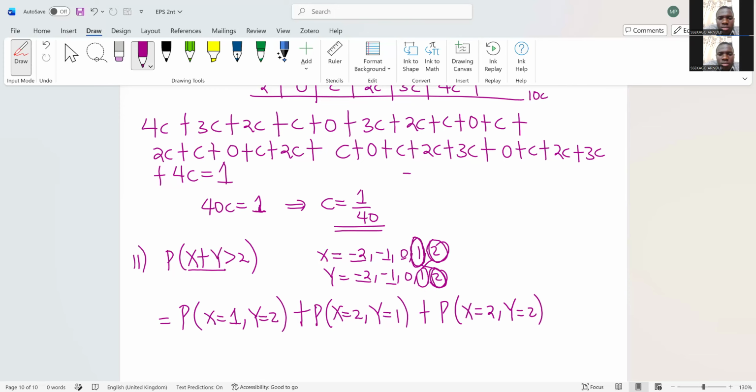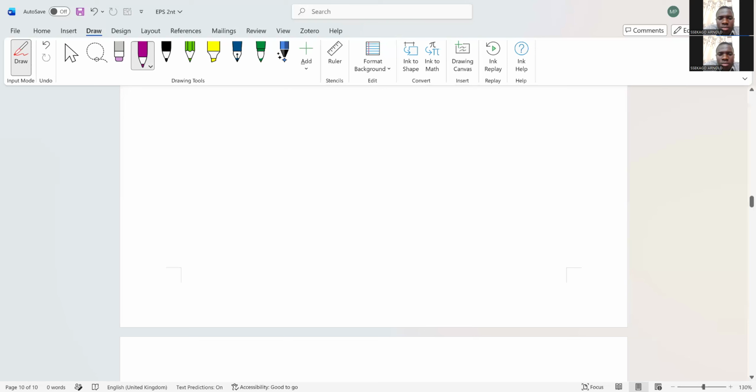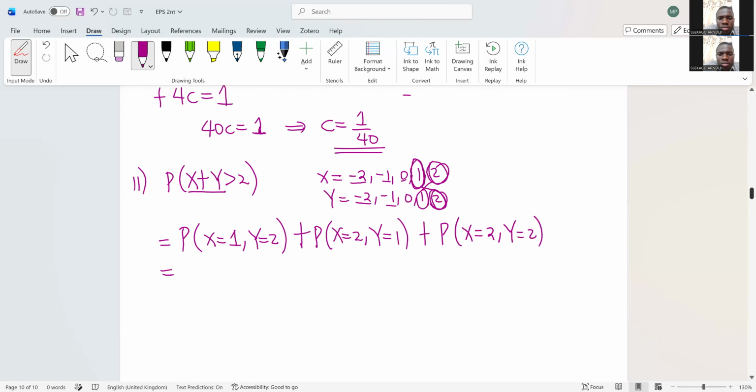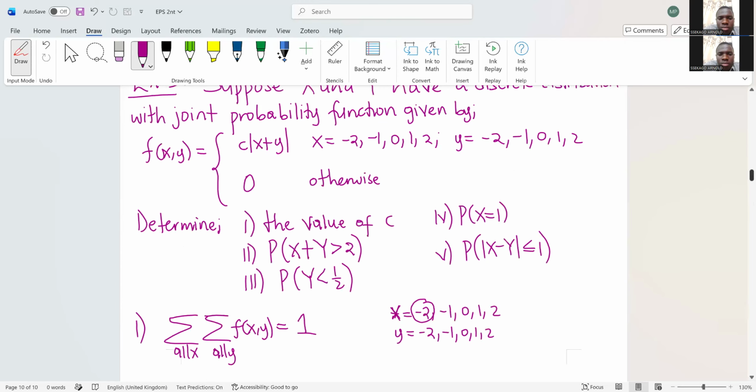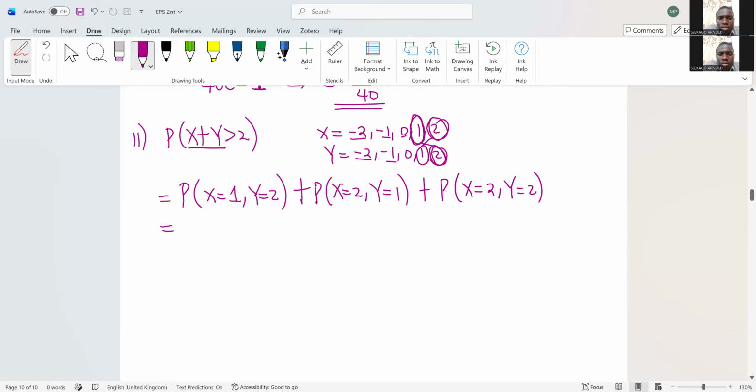Therefore, I go to my table and I look out for these values. X is 1, Y is 2. Look at the row for X equals 1. It is this row. X is 1, Y is a 2 is here. So we have 3c.